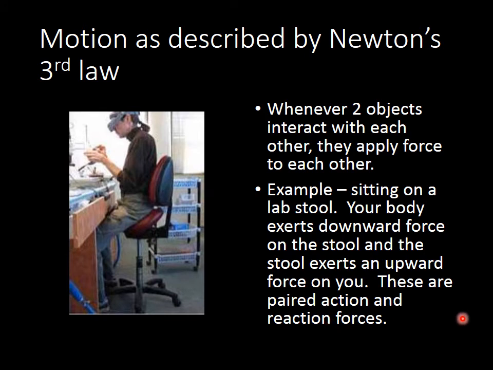So what motion is described by Newton's third law? Well, basically, it's what we were just talking about. When these two objects interact with each other, they apply force on each other, and those forces are in opposite directions. So, if we look at the lady in the lab stool, her body is applying a downward force on the stool. The stool is applying an upward force on her, and they're of equal magnitude. So she stays in basically the same position, because the downward action force and the upward reaction force are equal to each other in opposite directions, which allows her to just sit there.